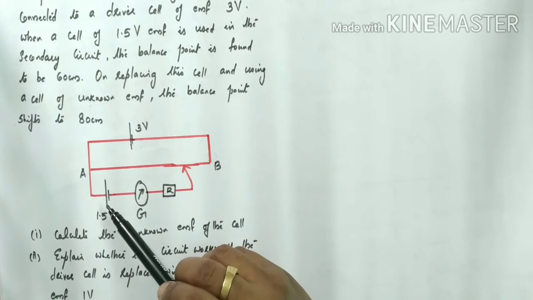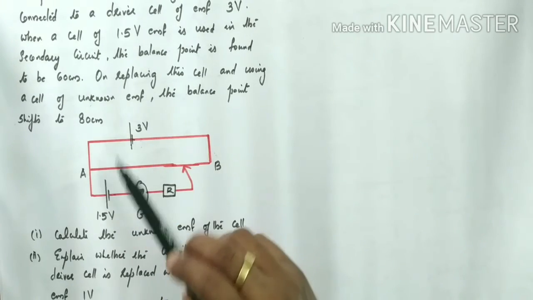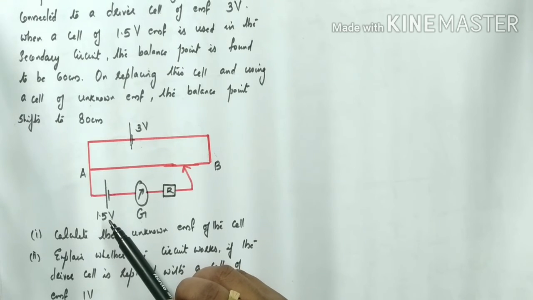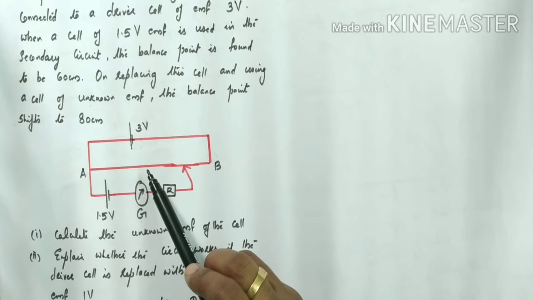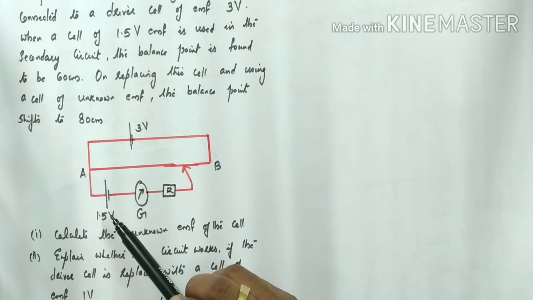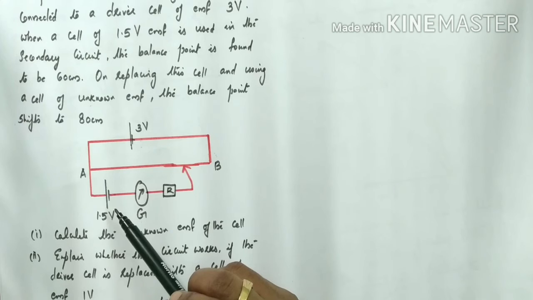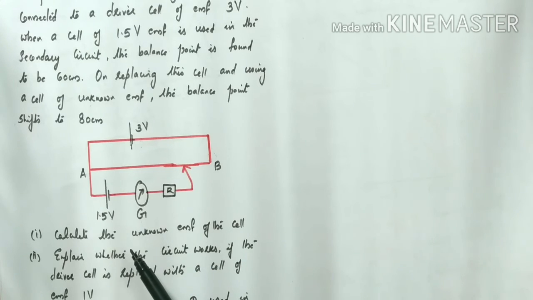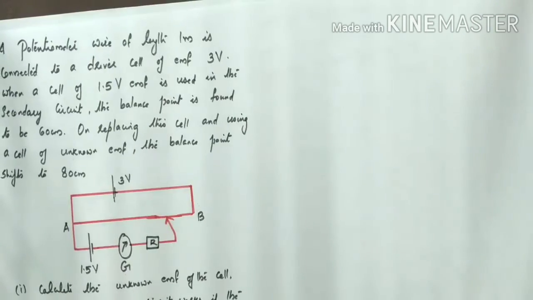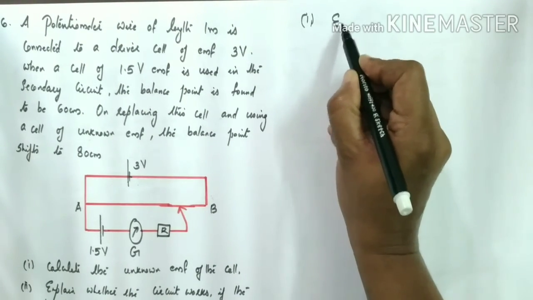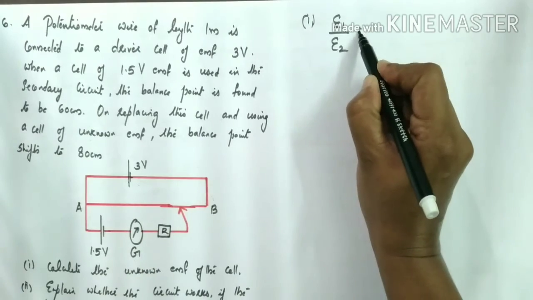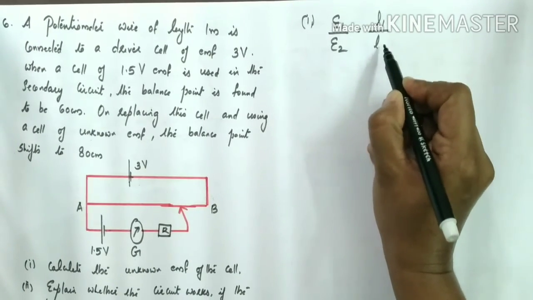When a cell of 1.5 volt is used in the secondary, the balance point is 60. So, if 1.5 volt is used in the secondary circuit, what is its balancing length? 60 centimeter. Now, 1.5 volt is replaced by another cell. What is the balancing length? 80 centimeter. So, the first question is to find the unknown EMF of the cell. We have the formula for comparing the EMF of two cells: E1 by E2, the ratio of the EMFs, equals the ratio of the balancing lengths, you know.